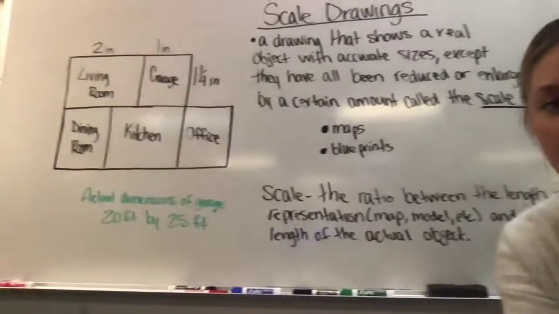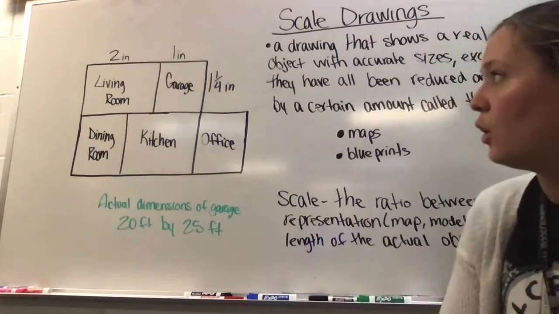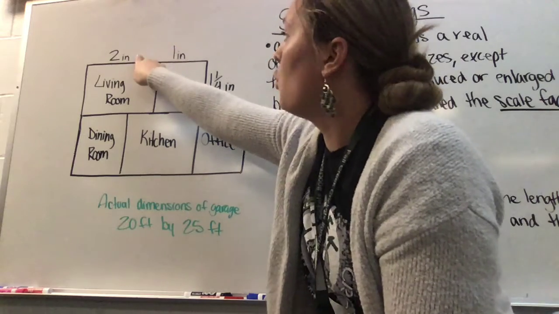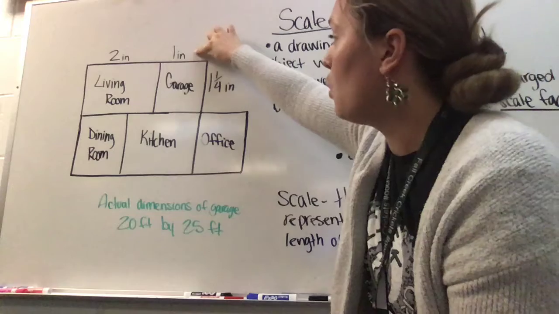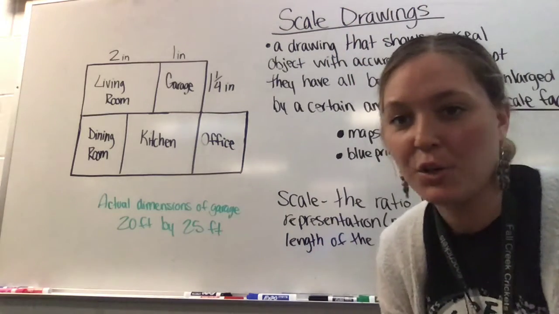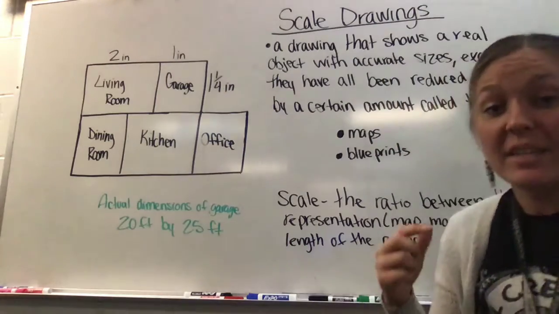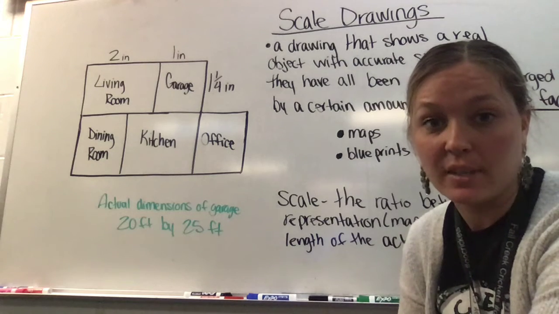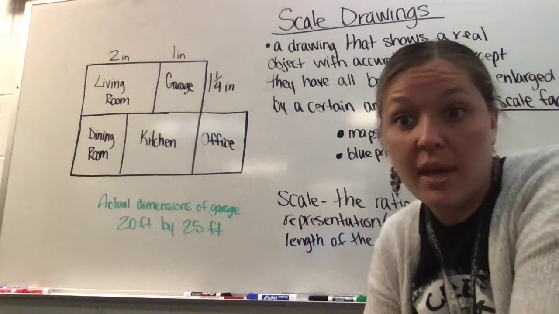So I made a pretend blueprint of a house here. So we know that the living room has one dimension that is 2 inches, and then we have the garage, which is 1 inch by 1 1/4 inch. So that's on my scale drawing. You don't have an actual house with these lengths. So this is the scaled down version. But the actual dimensions of the garage are 20 by 25 feet. Okay, so based on this information, we can figure out the scale.